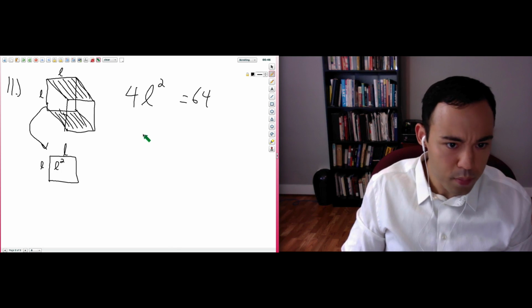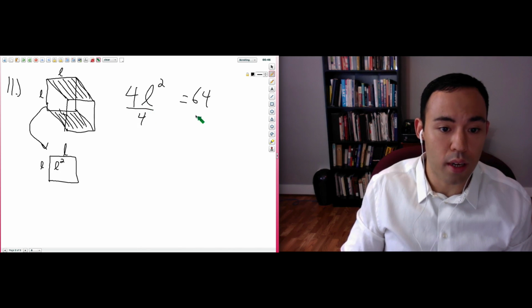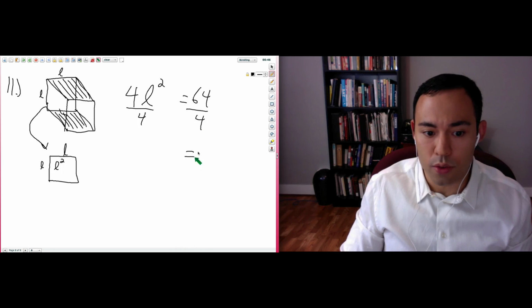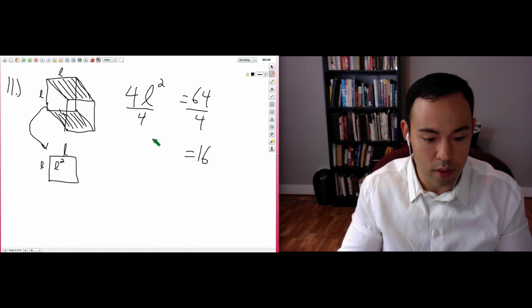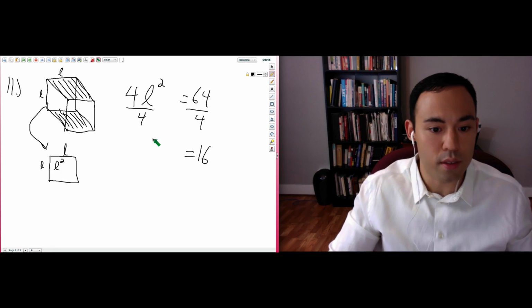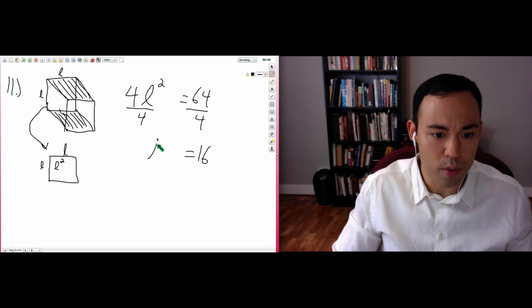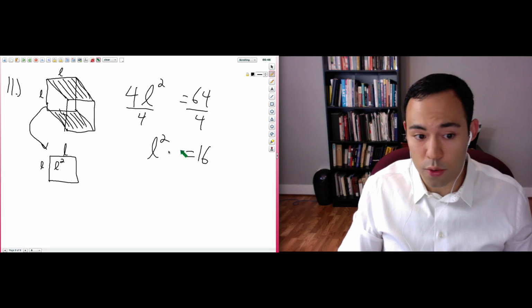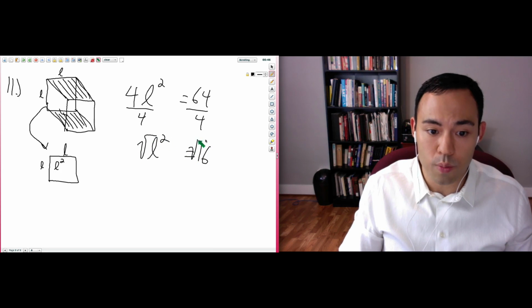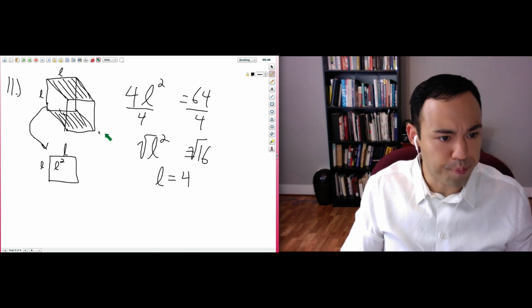All right, so let's go ahead and divide both sides by 4. That's going to equal 16. If you didn't do that in your head, that's fine. Just pull out your calculator. 64 divided by 4, you got 16. It's always good to double check your calculations when you're under pressure and actually taking the test. So we have L squared equals 16. We're going to square root both sides, and we'll find that L equals 4.